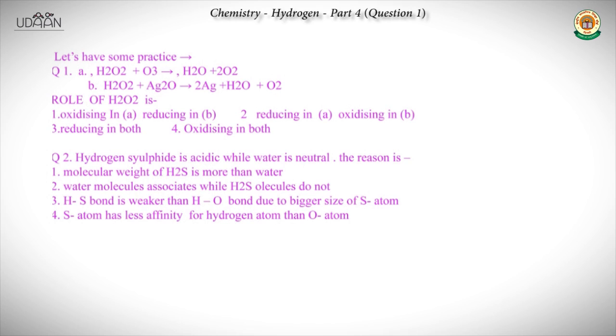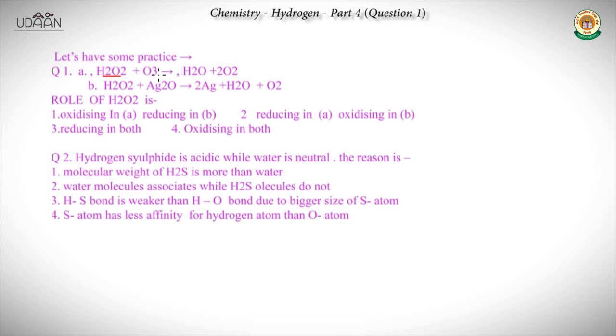We start off with the questions. We have a first question. Two reactions are given and we have to find the role of H2O2 in it. The first reaction is H2O2 plus O3 gives H2O plus 2O2, and the second one is H2O2 plus Ag2O gives 2Ag plus H2O plus O2. What is happening in these reactions?